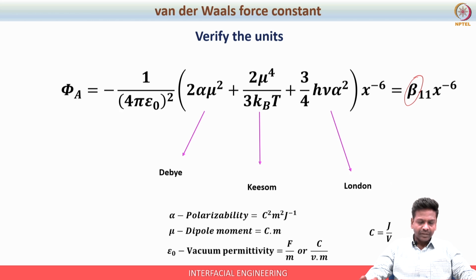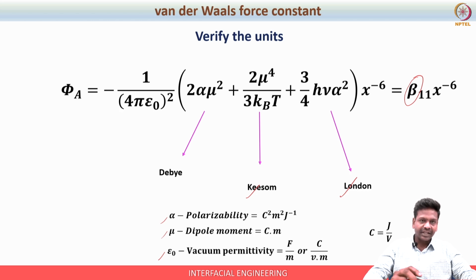In this case, we have three terms within this bracket: Debye, Keesom and London dispersion force. It is important for us to check that each term will have a unit of joule meter power 6. Then ultimately one would have the total energy as joule. I have also listed the important microscopic parameters like polarizability, which is alpha, dipole moment, and vacuum permittivity. The units of all are also given here.